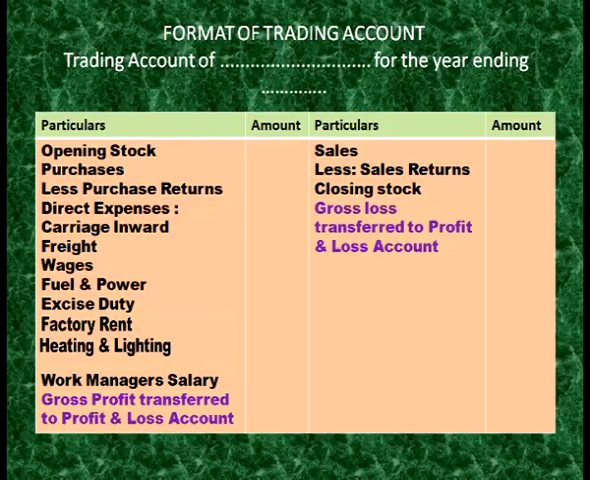This is again the format of a complete trading account. If you see on the credit side, it is sales minus sales returns, that is the net sales, then the closing stock is given. And on the debit side, you can see the opening stock, net purchases, which is purchases minus purchases returns, and all the direct expenses are debited here. For example, carriage inwards, freight, wages, fuel and power, excise duty, factory rent, lighting, factory insurance, works manager's salary, etc. So, depending upon the debit or credit balance, you will get the gross profit or gross loss.